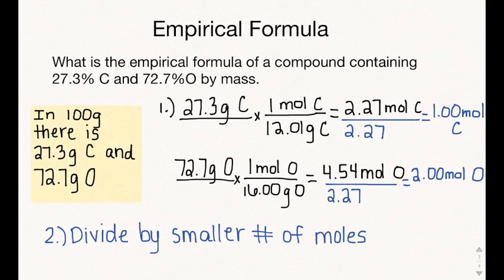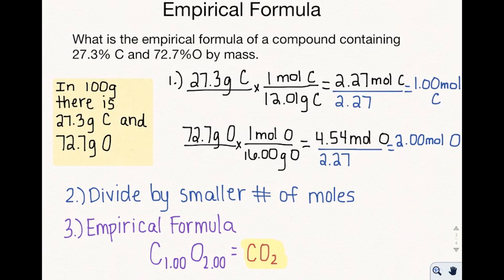The second step is to divide by the smaller number of moles. Since carbon has a smaller number of moles, you divide 2.27 moles of carbon by 2.27 to get 1.00 moles of carbon. Next, you divide 4.54 moles of oxygen by 2.27 and you get 2.00 moles of oxygen. To determine the empirical formula, you place the results of the previous calculation next to each element to get CO2, also known as carbon dioxide.